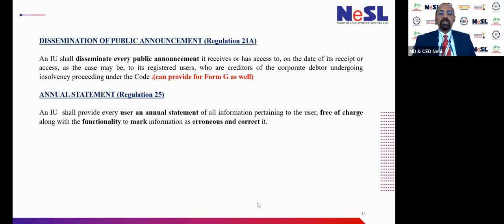There's another regulation, regulation 25, which provides that every IU has to provide every user an annual statement of all information pertaining to the user free of charge, along with the functionality to mark the information as erroneous and correct it. In fact, I had talked earlier of authentication and verification of information, and there's a very important aspect of the IU which makes it very unique: any information submitted by a financial creditor or operational creditor is presented to all the parties to the debt, and they have the opportunity to either accept it or dispute it. Also, a financial creditor who submitted information has to be given the functionality to mark it erroneous. So this functionality has also been provided, and this is also provided in the regulations.